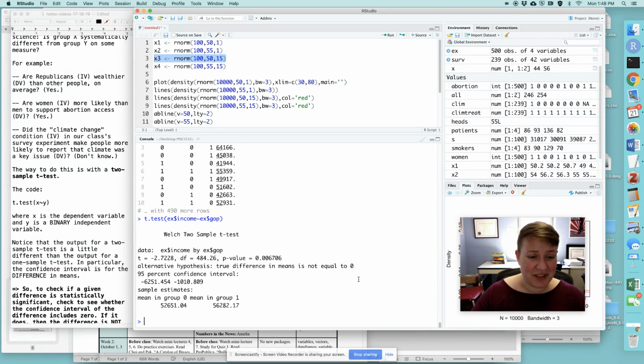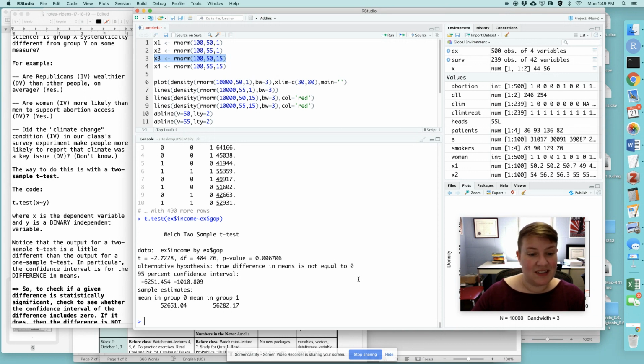The confidence interval here does not cross 0. It goes from about negative 6250 to about negative 1010 or 1011. And because the confidence interval of the difference between these two means does not include 0, we're going to reject the null hypothesis. So you can either look at the p-value or look at the confidence interval.